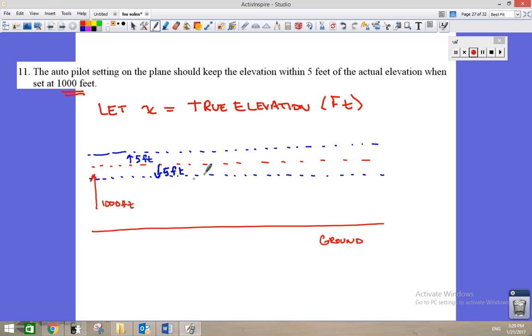So if we let x be the true, oh, we already wrote the true elevation. Oh, I'm not paying attention. I'm getting tired, is what.